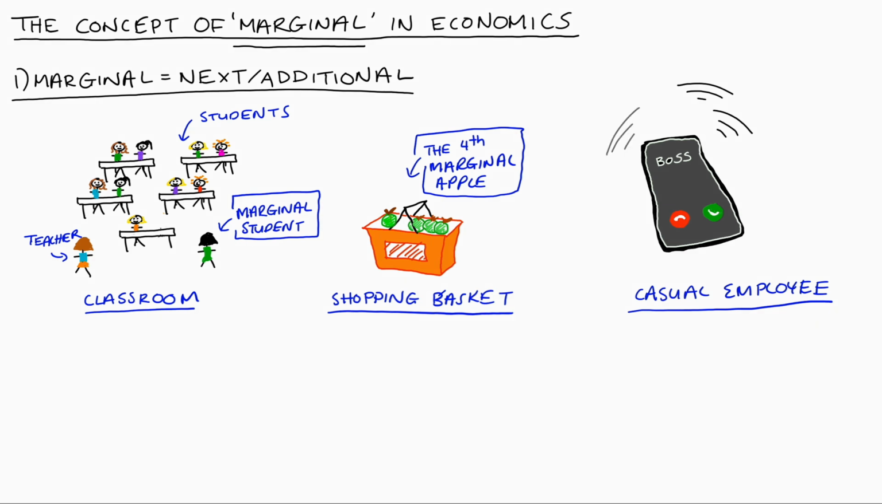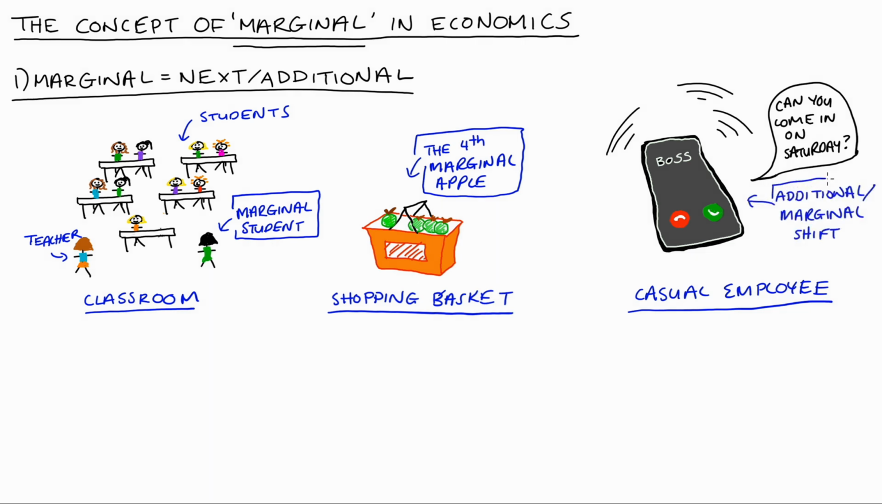What if I'm a casual employee and my boss calls me up and says, hey, can you come in on Saturday? Your coworker can't do their shift. Do you want another shift? Well, this additional shift would be the next or marginal shift that I take on or don't.